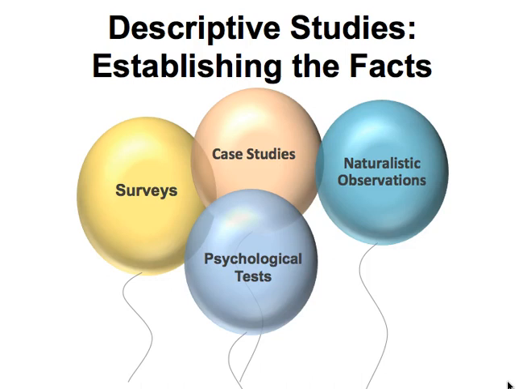Descriptive research methods are pretty much what they sound like. They describe situations. They do not make accurate predictions, and they do not determine cause and effect. So here are some examples of descriptive studies: surveys, case studies, psychological tests, and naturalistic observations.